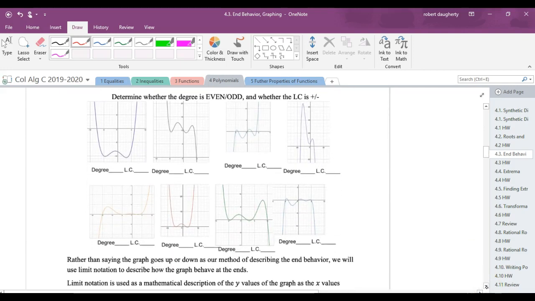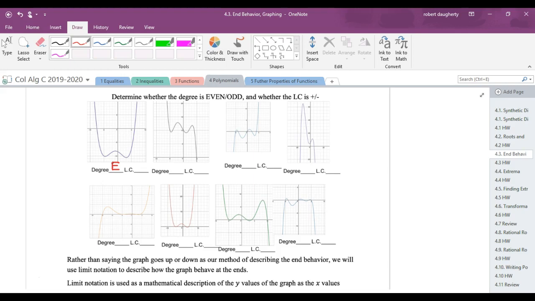So let's look at some graphs here. First of all, I want to know if the degree is even or odd and if the leading coefficient is positive or negative. So the degree of this one, is it even or odd? This is an even degree. Even is like x squared. Okay, it goes up on both ends. It has to be an even degree. Now, I don't know if this is 4th degree, 6th degree, or 8th degree. I don't know, but I know the degree is even.